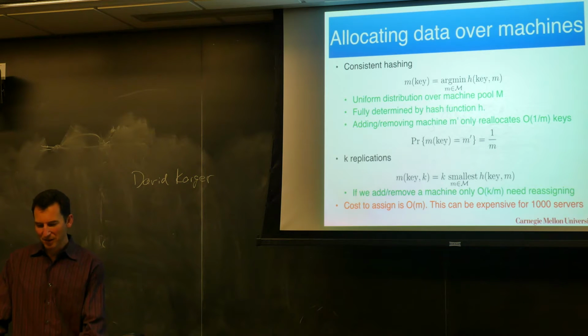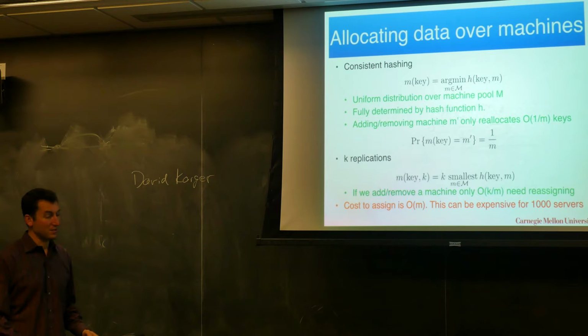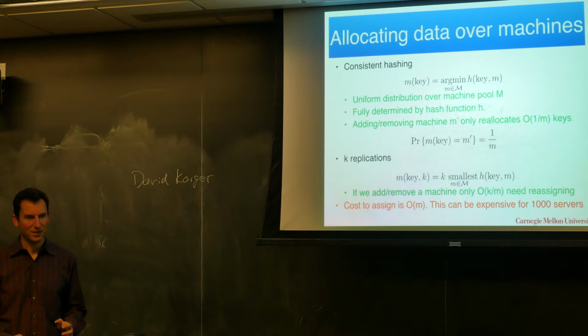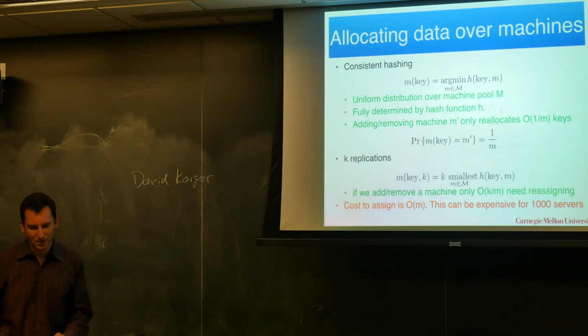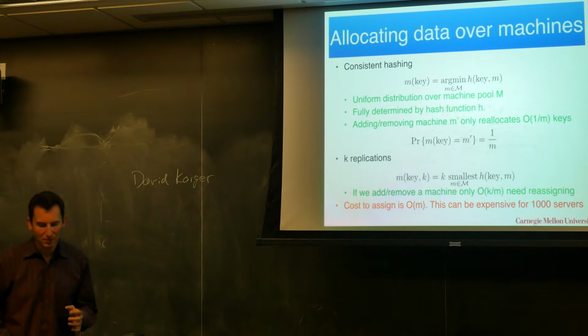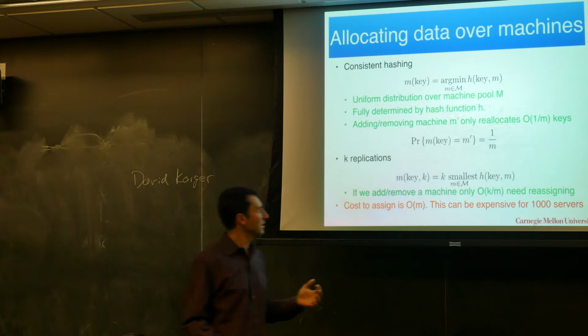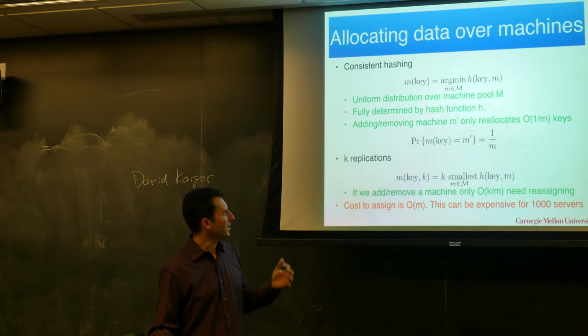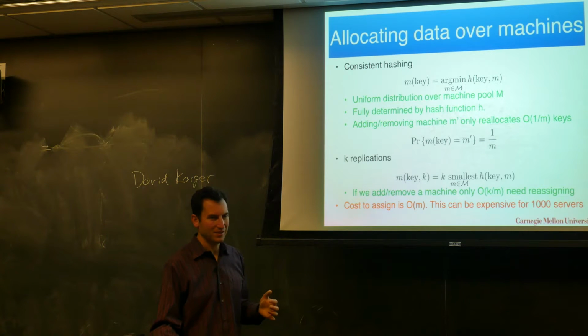So, how can we go and use this to allocate data over machines? Well, one thing that I could do is, because I want to have a mechanism which does this allocation regardless of the size of the machine pool, right? So what I could do is I have this machine pool, M, and I compute the hash of the key and any of those machines in the machine pool. And then I pick the machine for which the hash of the key and the machine ID is smallest. So this will, of course, give me a mapping from keys to machines.